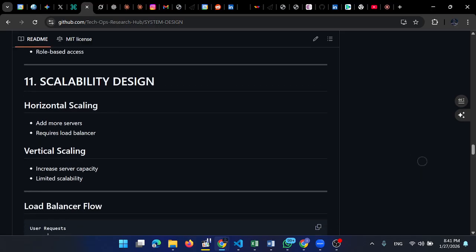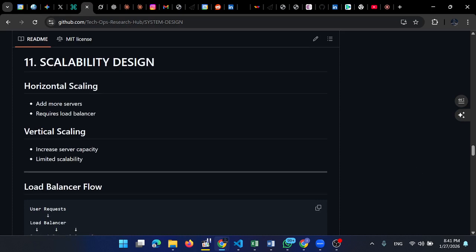Then we have what we call scalability design. So here we are looking at the horizontal scaling and the vertical scaling. So we need to understand, first of all, what is the horizontal scaling. So here, we're basically trying to add more servers, right? And adding more servers requires what we call a load balancer. Very, very important. So in horizontal scaling, we have to add more servers, and this requires a load balancer. So we need to understand how we can balance our load in as much as we'll be adding more servers. And that is why scalability design is very important.